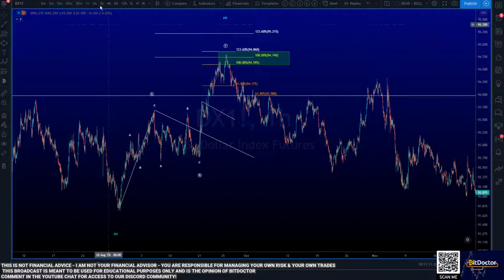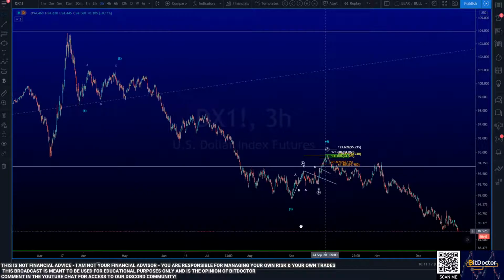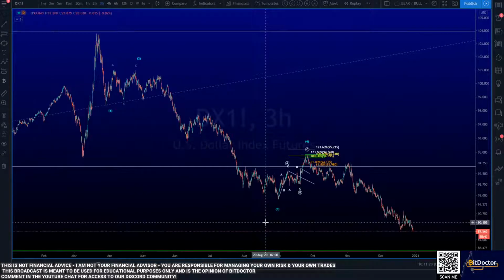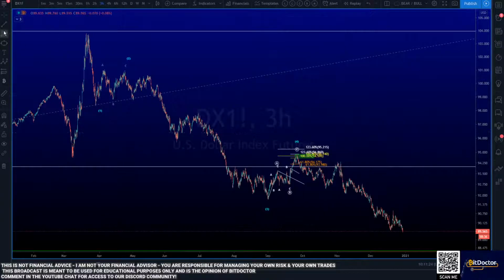All right. So again, let's drill back up. Let's go to a 3-hour because what we now need to identify is where wave 5 is going to end. All right, where is wave 5 going to end? I'm going to do a couple different things here just to try and give myself some kind of a high probability target for wave 5.